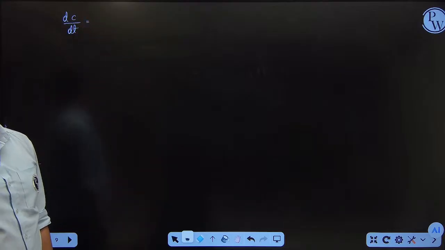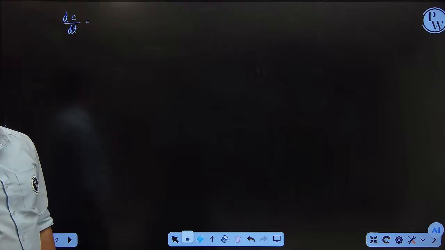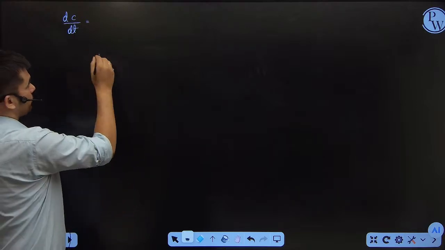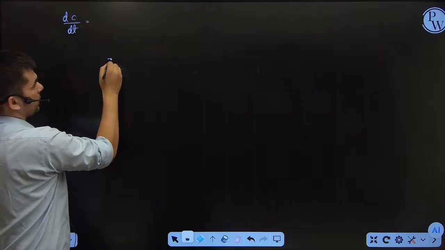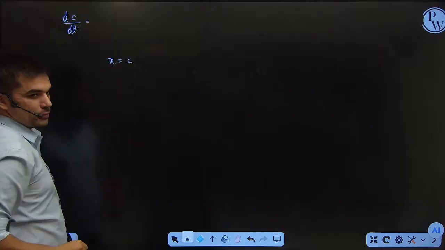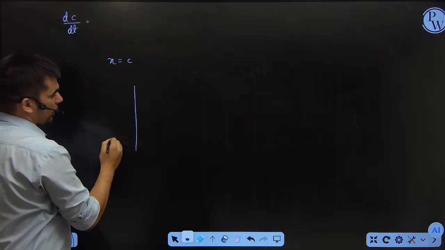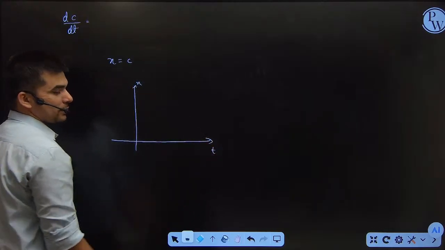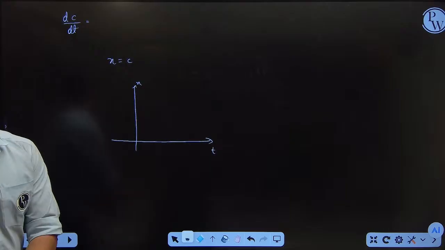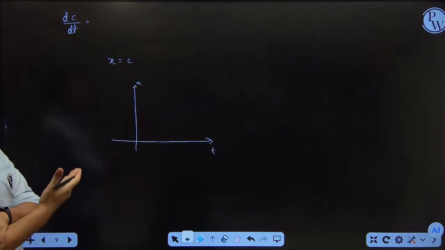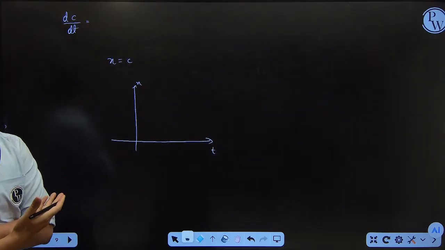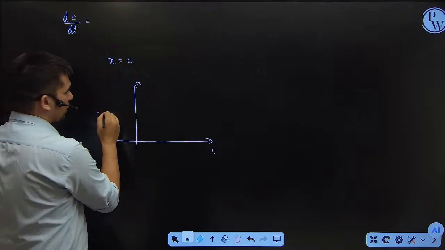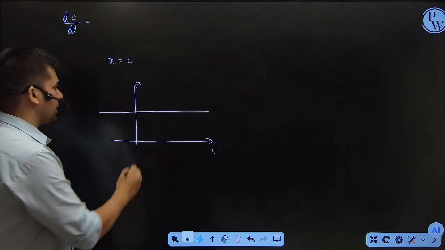So y is equal to c, what kind of a graph are you going to get? I mean, x is equal to c. Let's say x is equal to c is given to you. What kind of a graph are you going to get here, where this axis is the x-axis and this axis is the time axis? X is equal to c. I hope it is clear to everyone what kind of a graph we are going to get here. It will be somehow like this, no? This is a constant c.